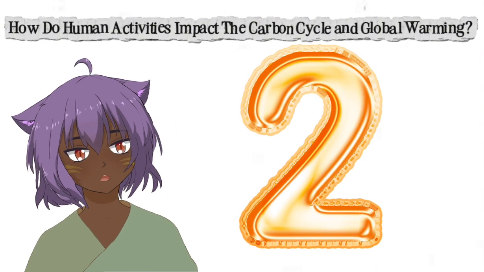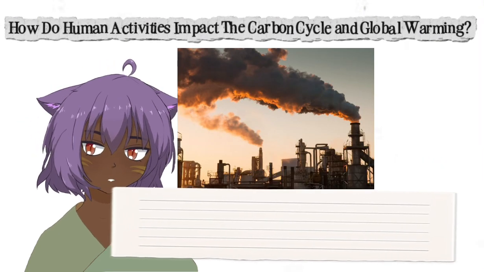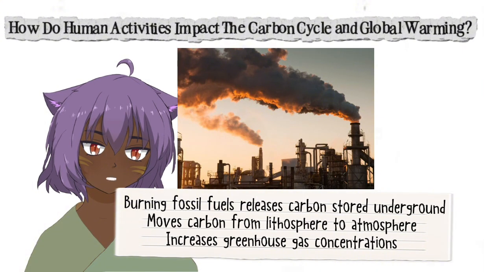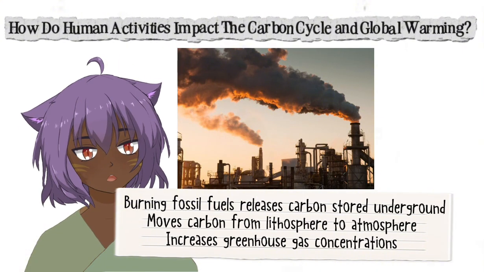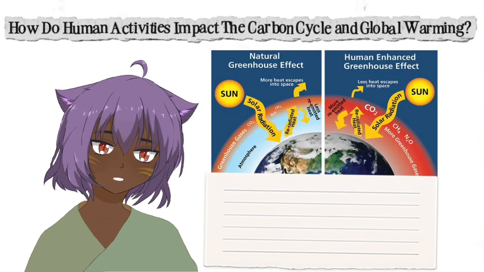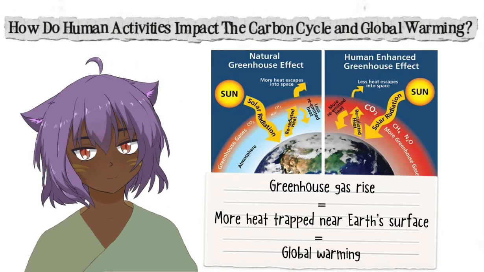The two most significant activities are burning fossil fuels and removing forests. Burning fossil fuels for electricity, transport, and industry releases carbon that was stored underground. This moves carbon directly from the lithosphere to the atmosphere and increases greenhouse gas concentrations. As the amount of greenhouse gases rises, more heat is trapped near the Earth's surface, which leads to global warming.